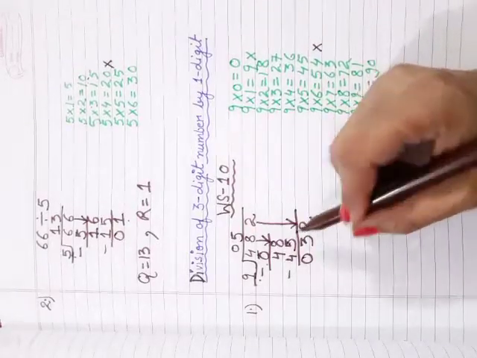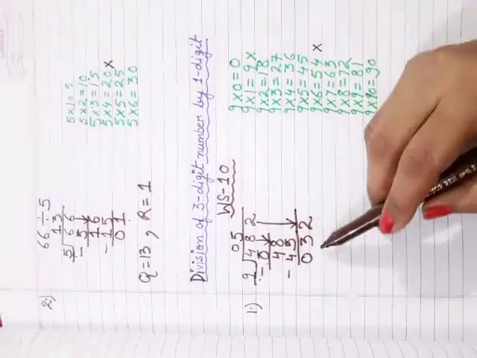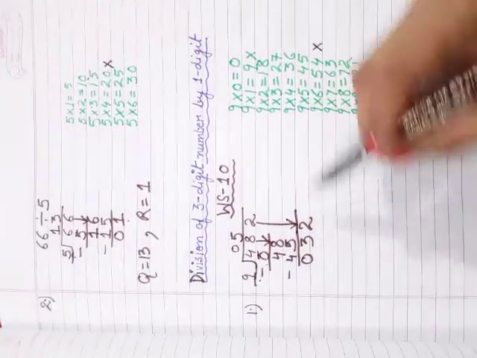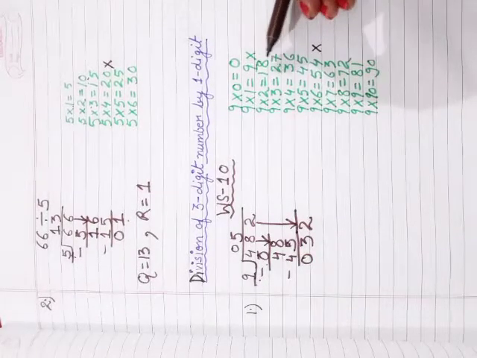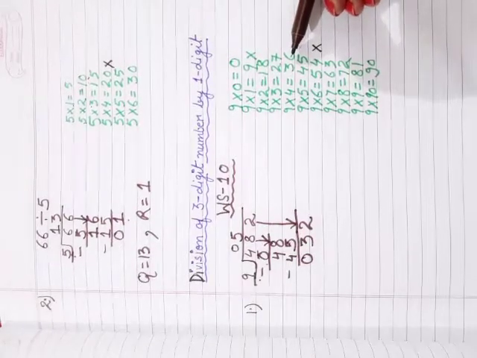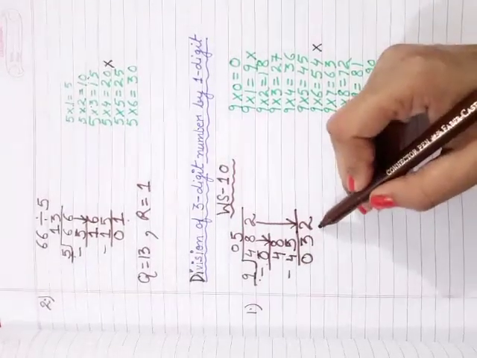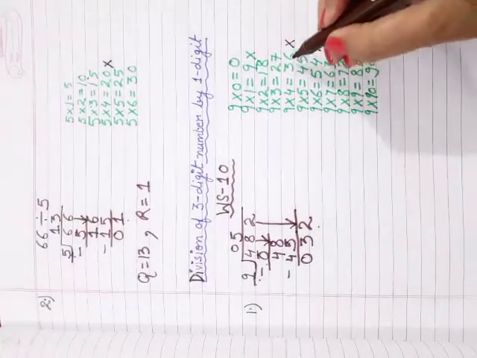Now again recite the table of 9 up to more than 32. So here we have 9 0s are 0, 9 1s are 9, 9 2s are 18, 9 3s are 27, 9 4s are 36. As 36 is greater than 32, we will stop here at 36. We will not choose this 36.